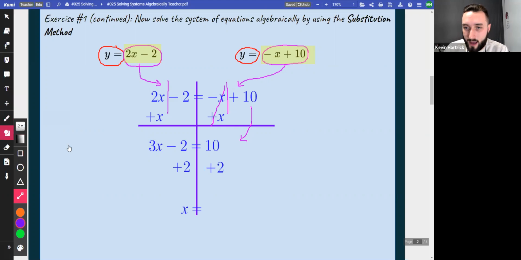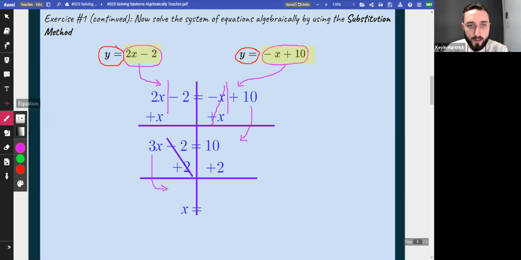Okay? So again, I'm keeping everything nice and straight. I'm showing all my work. Hopefully this is starting to come back to you guys a little bit. Okay, these are opposites, so opposites cancel. All I have left is my 3x on this side, so I'm going to bring that down.